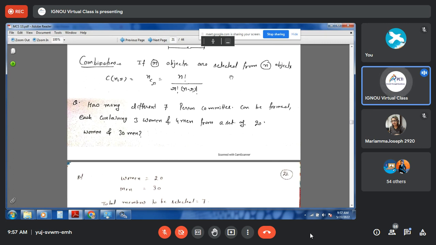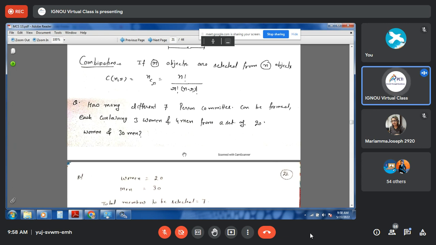If r objects are selected from the n objects, then the formula for combination, we write it as nCr, is equal to n factorial divided by r factorial into (n minus r) factorial. So that is the difference between the nPr and nCr formula.